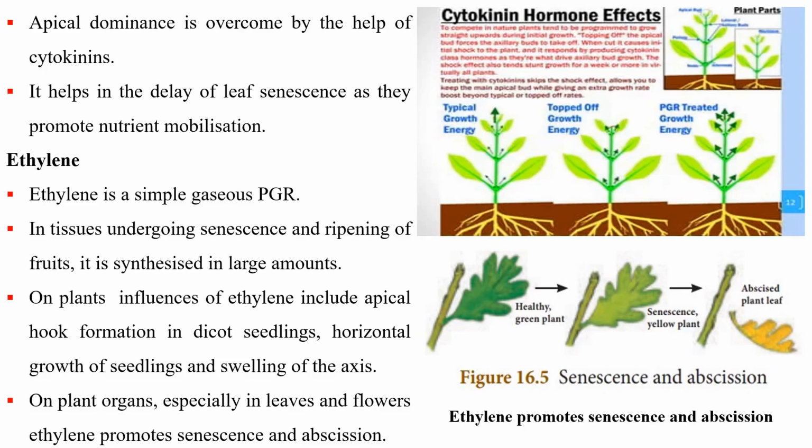Ethylene. Ethylene is a simple gaseous PGR. In tissues undergoing senescence and ripening of fruits, it is synthesized in large amounts. Influences of ethylene on plants include apical hook formation in dicot seedlings, horizontal growth of seedlings, and swelling of the axis. In plant organs, especially in leaves and flowers, ethylene promotes senescence and abscission.